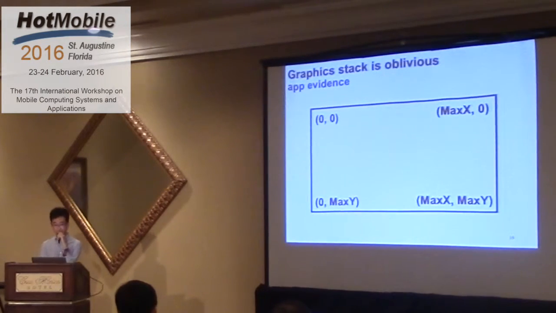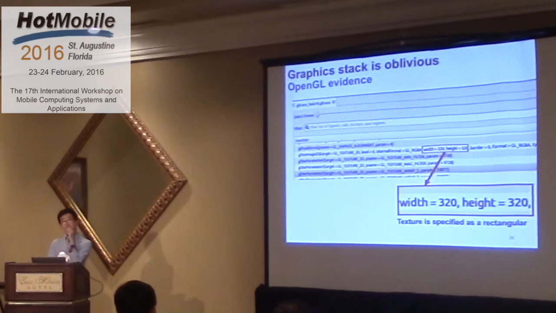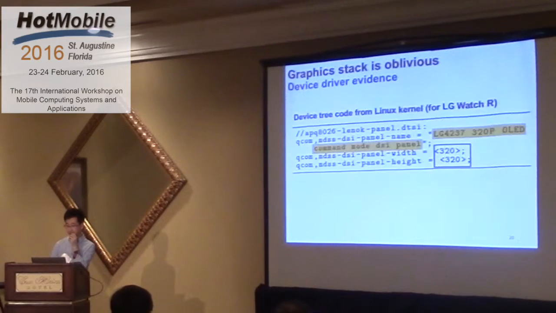First, let's look into the Android application. If we look at the graphics API, we will find everything is rectangular. All the elements in each UI are specified by the coordinates of the four corners. Let's move one layer lower. Let's look into the OpenGL commands. The OpenGL commands are the interface between the GPU and the CPU. If we look at the code, we will see all the textures are specified as rectangular.